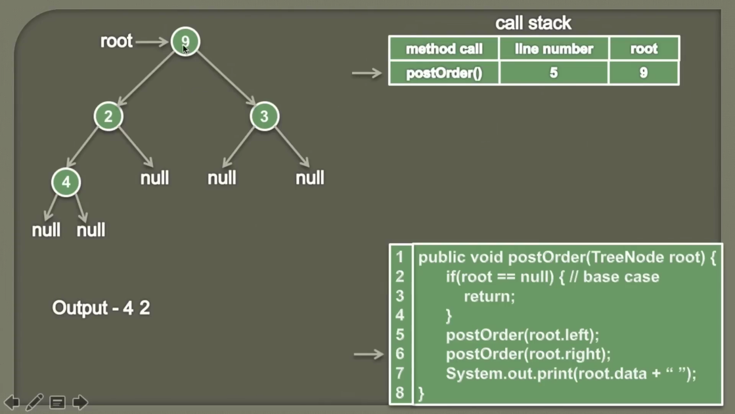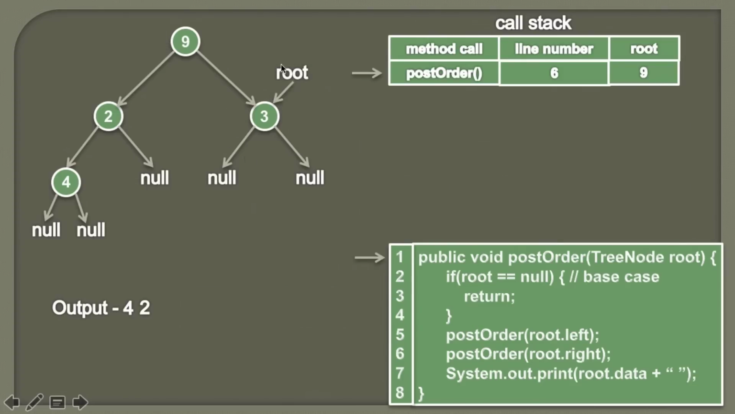So therefore you can see root's right is nothing but node 3. So we will be again calling this post order method with a root as 3. And we also know that we are leaving this method post order from the line number 6. So therefore we'll update the line number here. So now point of execution again starts post order method, and this time with the root as 3.